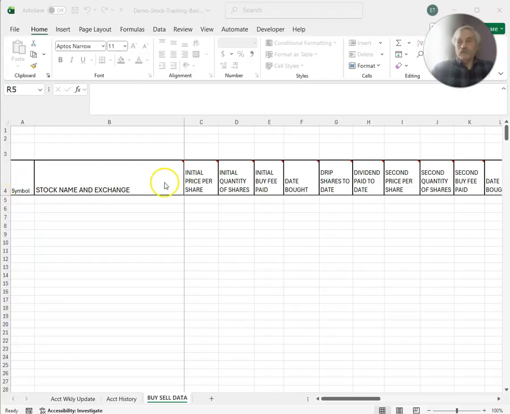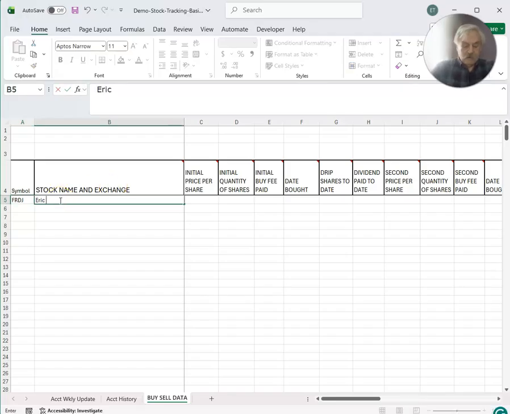So you can see the first few columns here. We have symbol, stock name and exchange, initial price per share, initial quantity of shares, initial buy fee, and the date bought. That's how we start. I'm not going to pick any real symbols, I'm just going to make them up. That's the symbol for my stock, and I'm going to call it Eric Company XYZ. There we go.